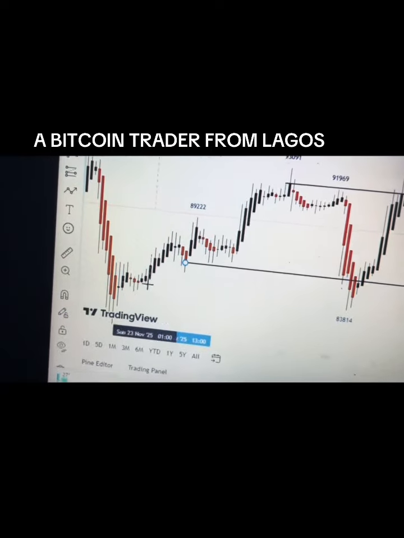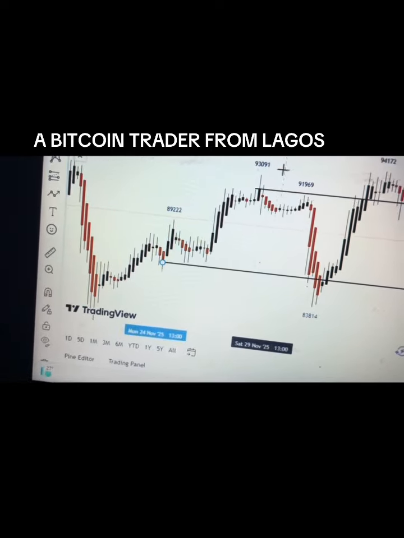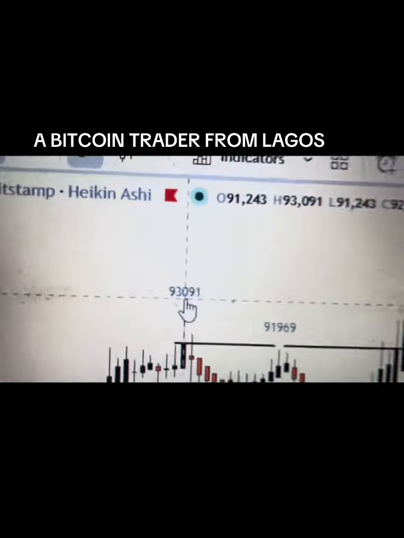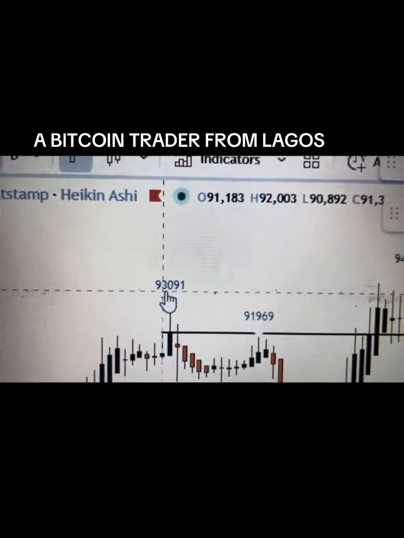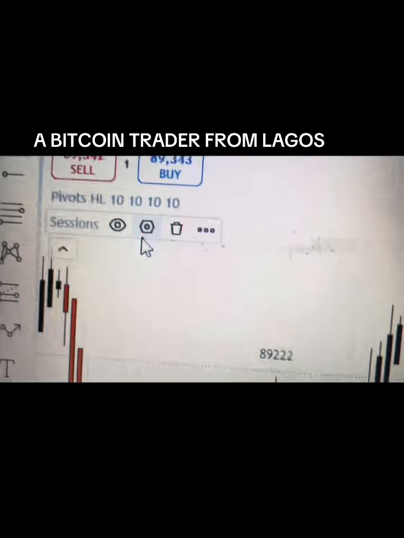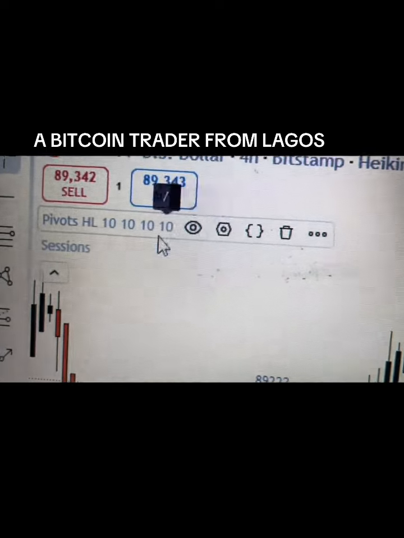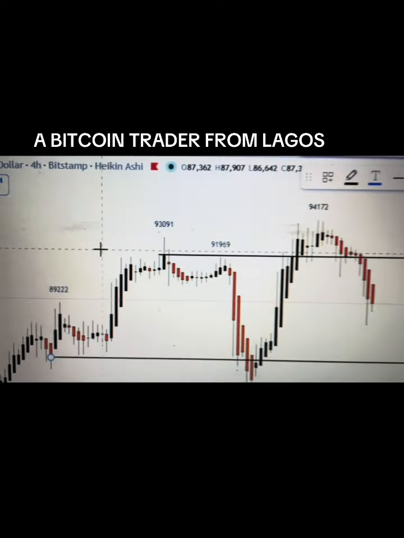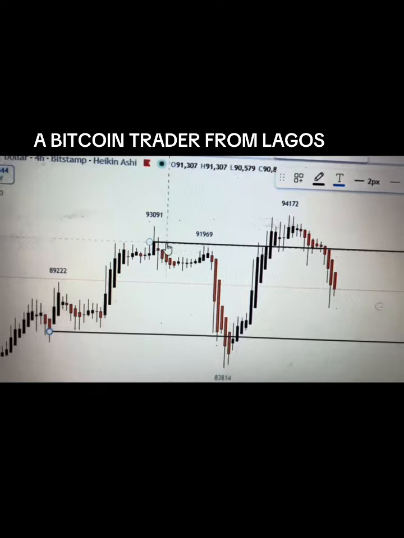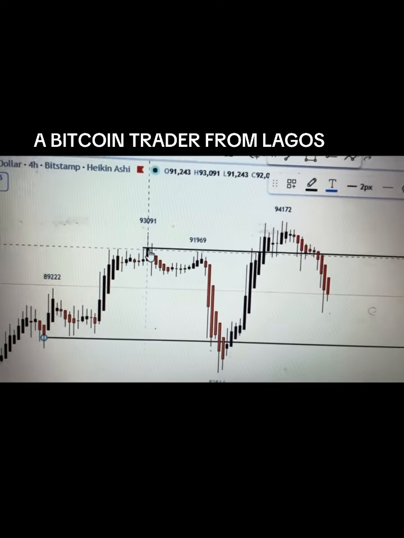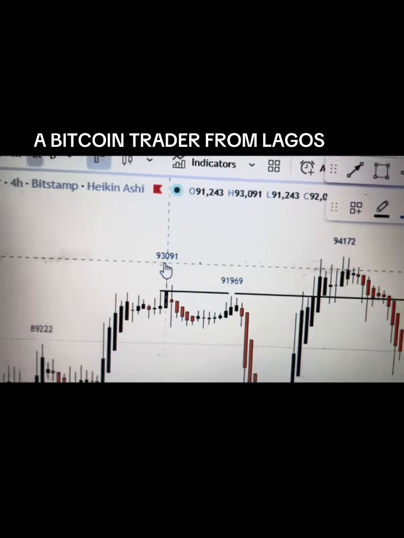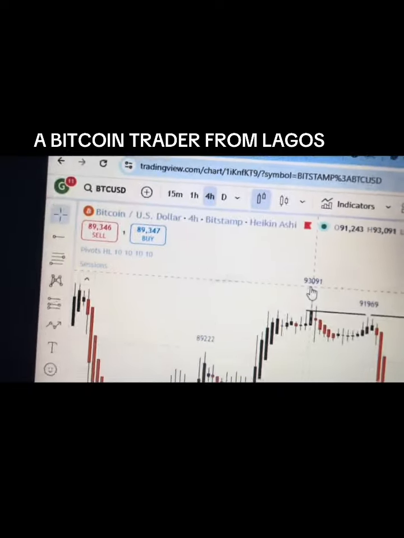Look at the chart, guys. Buyers came into this play. When they got to this line right here, just this line, look at the price of this line. By the way, this is the tool that I use. This is the indicator that I use. It's called Pivots HL, in case you're interested. The price got here. This line, this price, 93,000 for BTCUSD.